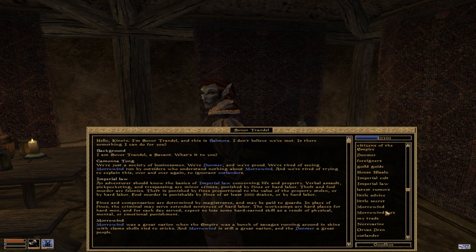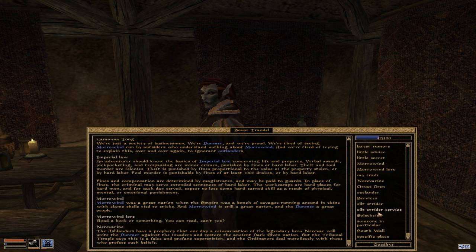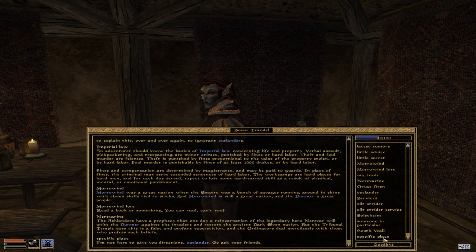So it will decrease our skill points. Is that what he's saying? We heard this before, Morrowind lore again. There's too much repetition here.